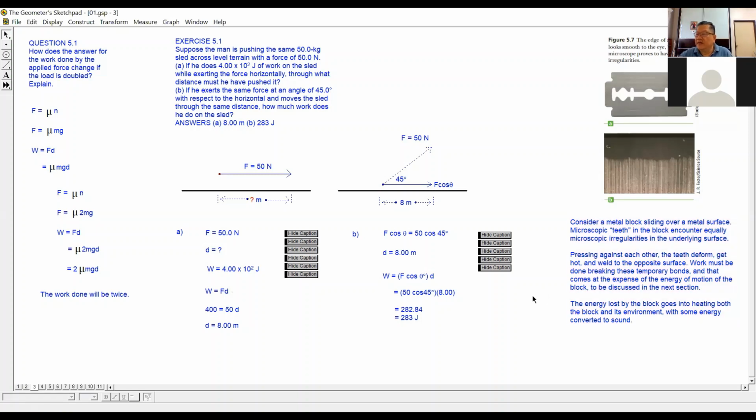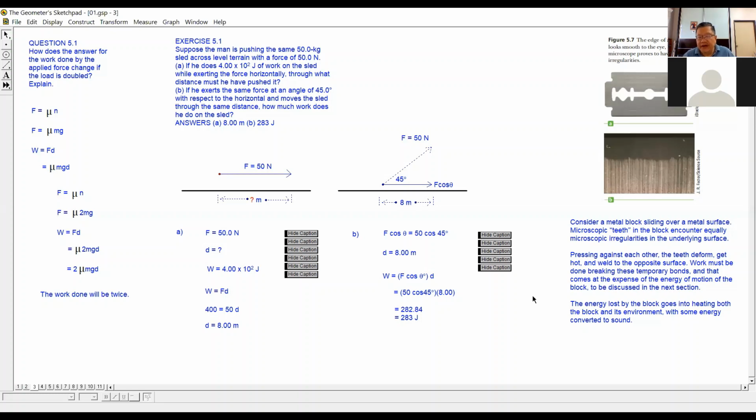Consider a metal block sliding over a metal surface. Microscopic teeth in the block encounter equally microscopic irregularities in the underlying surface. Pressing against each other, the teeth deform, get hot, and weld to the opposite surface. Work must be done breaking these temporary bonds, and that comes at the expense of energy of motion of the block. To be discussed in the next section, the energy lost by a block goes into heating both the block and its environment, with some energy converted to sound.